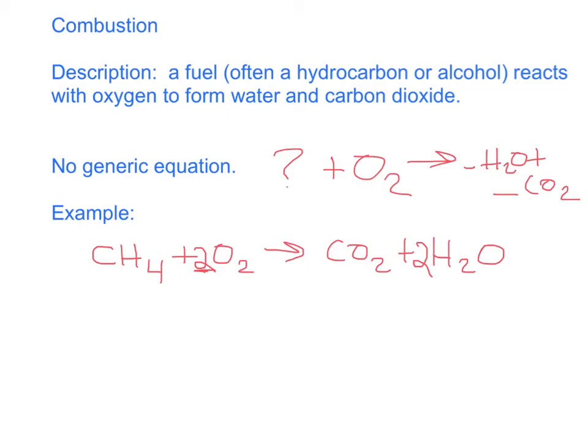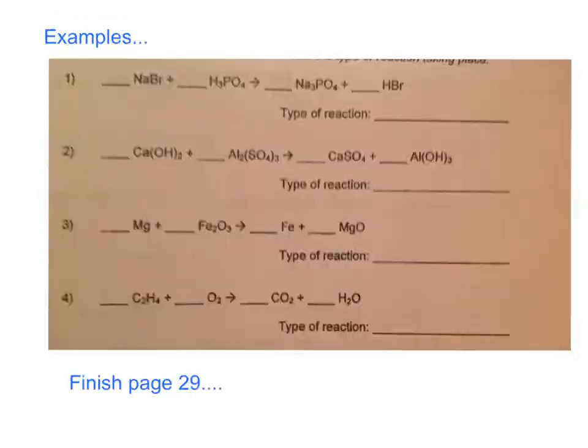So that's combustion, and now let's go to some examples and see if we can identify them. All right, so on page 29, that's what we're looking at in our packet. Of course, next year it may not be page 29. This year it's page 29, and this is the first page we're looking at. We're not going to worry so much about balancing right now, because that's an older topic, unless you really want to. I think the main thing is, can you look at the reaction and see what's going on and identify what type of reaction we're dealing with? So right now we have sodium bromide plus phosphoric acid yields sodium phosphate plus hydrobromic acid.